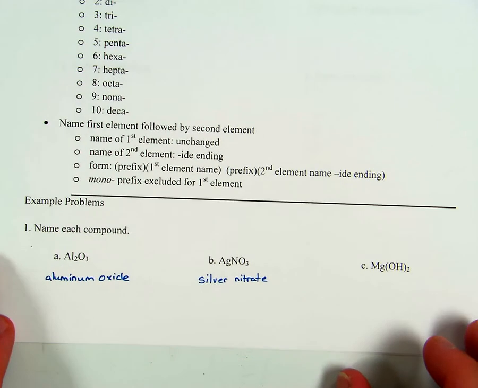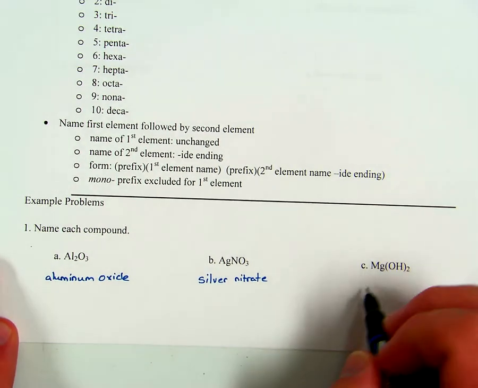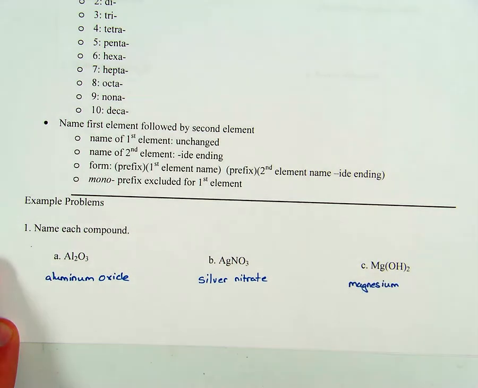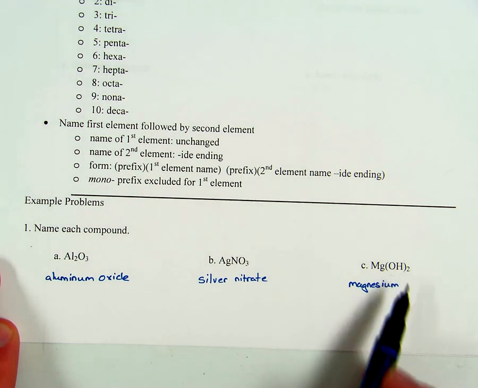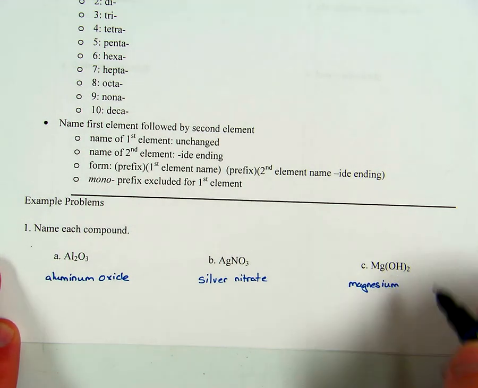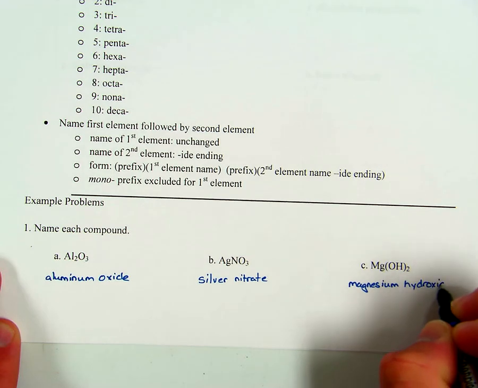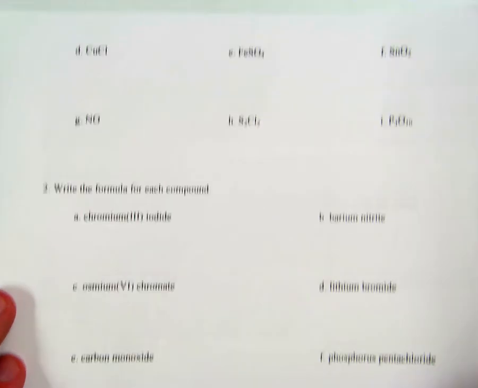Alright, next one here, Mg is magnesium, and again that's in group 2, so all I need to do is say magnesium. And then OH, that would be a polyatomic ion. You need to look on your chart for that. That is the hydroxide ion, so the name of the compound is magnesium hydroxide. Alright, if you flip over to the back page, a few more examples with these ionic compounds.